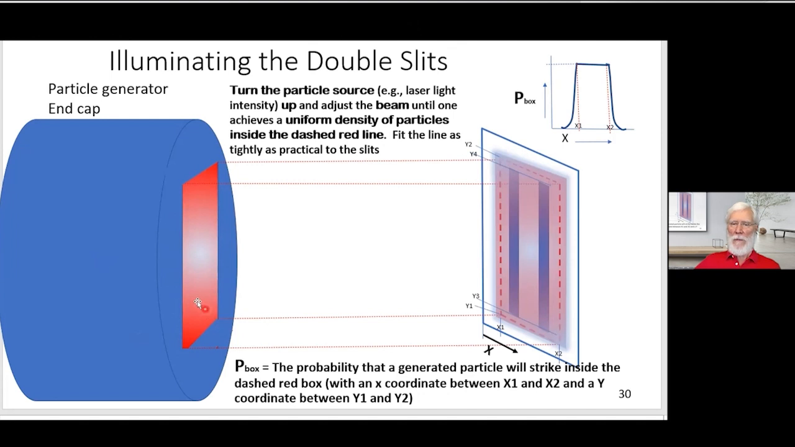And here's where the slits are. These are the slits. So what you do is you turn this particle source laser light intensity up until you have a beam of light, not just a single particle. And you look at that beam until you have a uniform density of particles inside the dashed red line. Okay, here's the dashed red line going around here. Just goes around the slits, and you can see that it's kind of reddish there. So we have a uniform density of particles inside the red line. And we fit the line as tightly as we can to the slits.